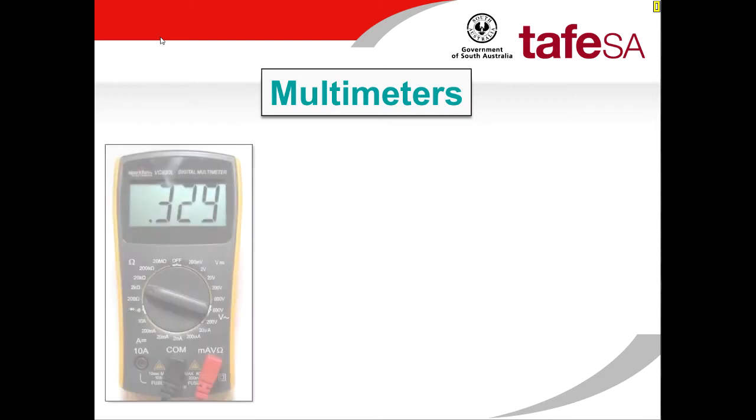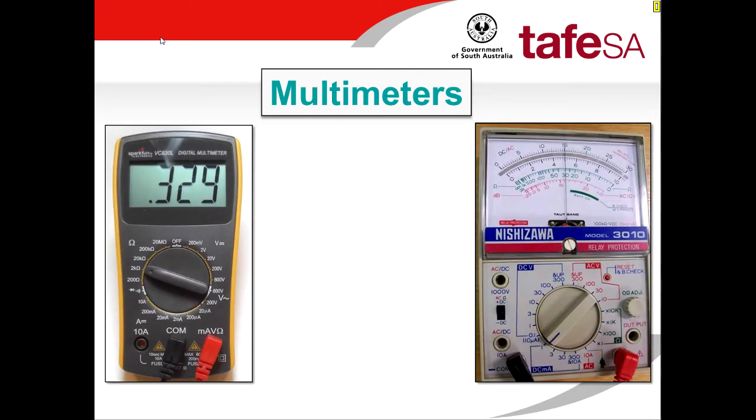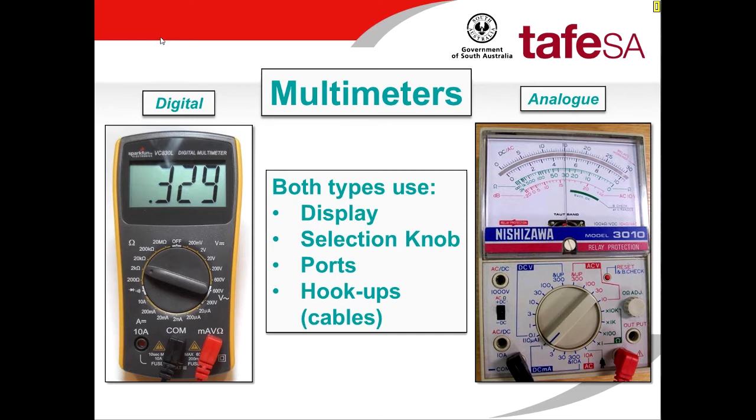Multimeters come in varying different shapes and sizes, but today we'll be looking at the digital and analog variants. Both of these types have a display at the top, the selection knob or dial in the middle, the ports where you attach the hookups or cables.